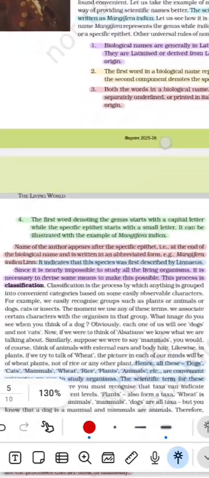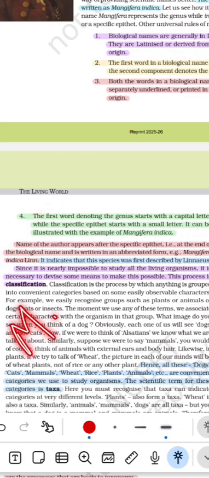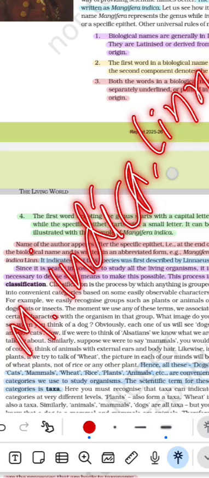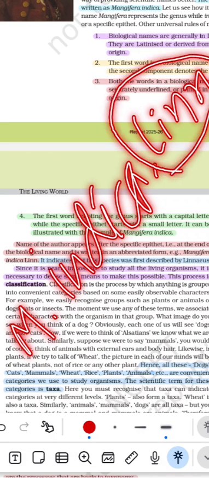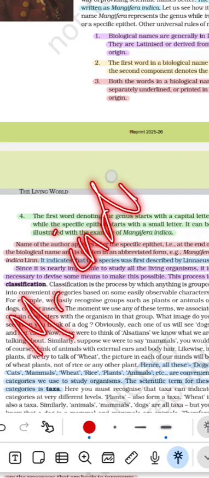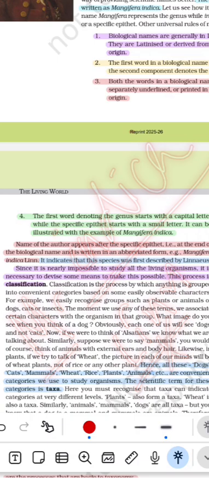Okay, next we have another important line. If you see somewhere it is written Mangifera indica Linn., you may have a question: why is this Linn. written? The name of the author appears after the specific epithet at the end of the biological name and is written in abbreviated form. Example: Mangifera indica Linn. We will just underline Mangifera indica; Linn. is not underlined, it is in normal form.